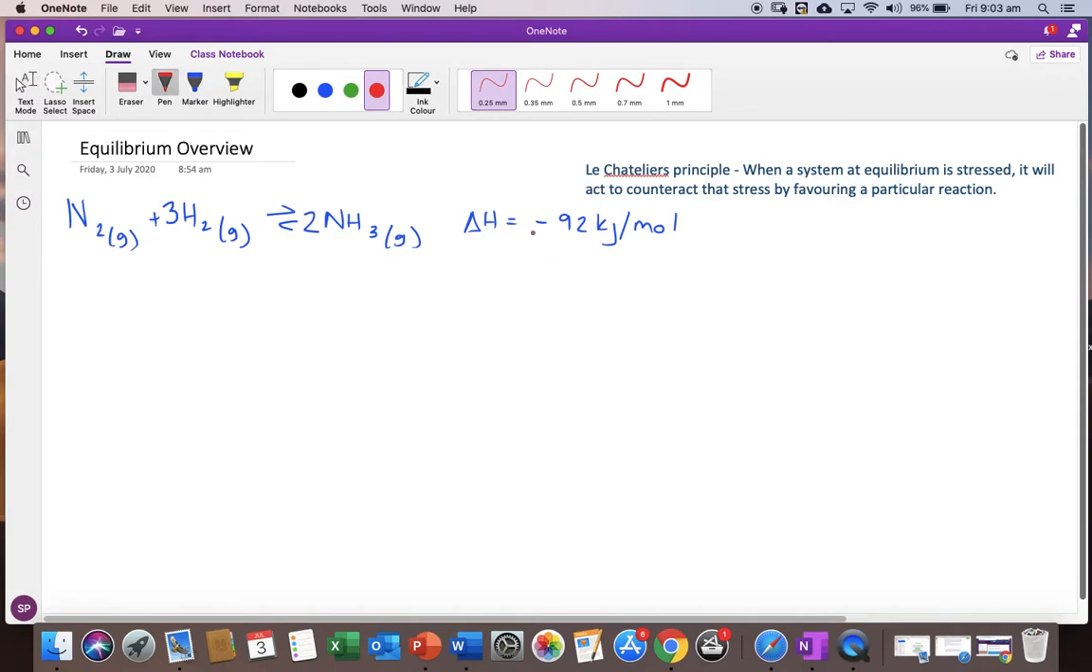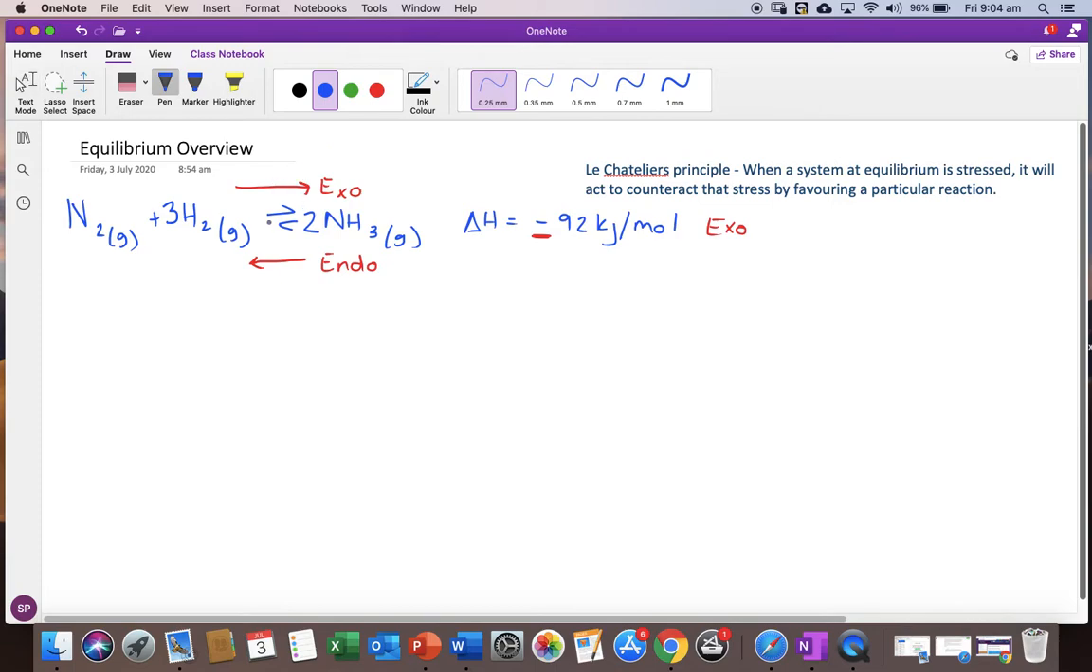Okay, so first thing to remember is that a negative energy per mole tells us that the forward reaction is exothermic. So in the forward direction, we're going to get a release of heat, and in the reverse direction, we're going to get an absorption of heat. So recognizing that forward is exo and reverse is endo.